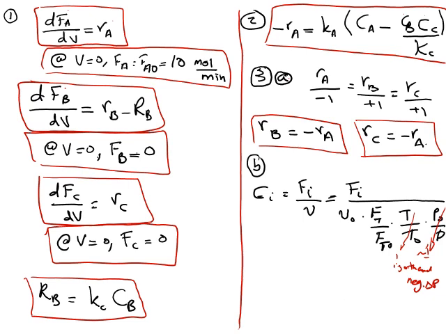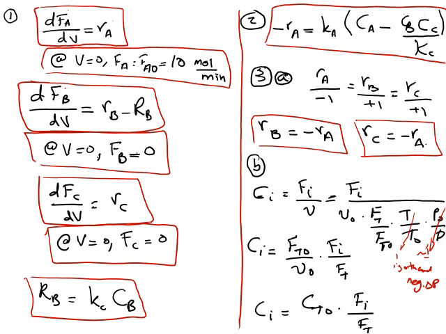Okay, so let's simplify it further or rearrange it further. So Ci equals, I can put Ft naught with epsilon naught, and then you have Fi with Ft, which means I can write Ci as Ct naught times Fi over Ft. Okay, so this is a general equation that we can write for A, B, and C.